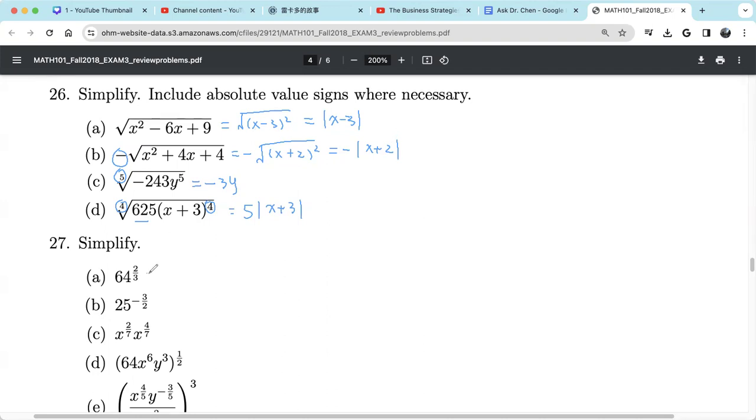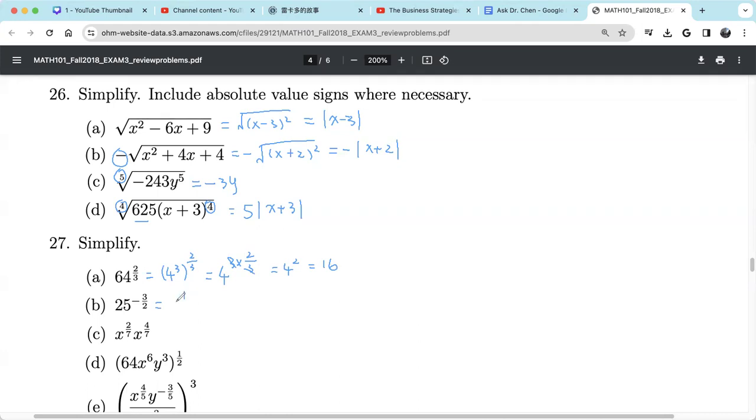Let's see 27. We want to simplify. So let's rewrite 64 as 4 cubed. Right? 4 raised to the 3rd is 64. Then 2 divided by 3. So we have 2 layers of exponents. We multiply them, 3 times 2/3. So the 3 in the numerator and the 3 in the denominator cancel out. So I get 4 squared, which is 16.